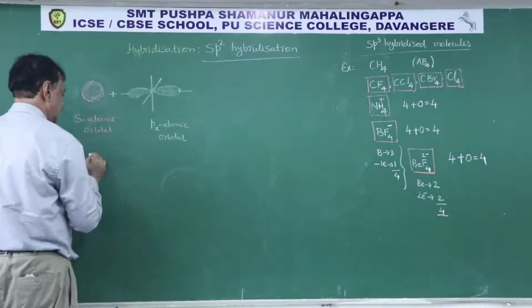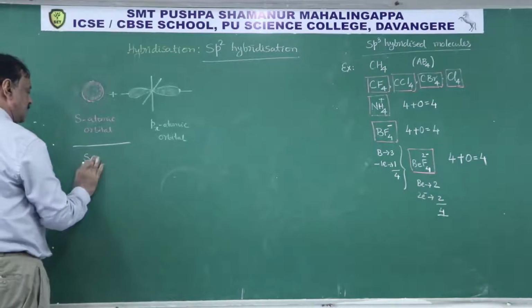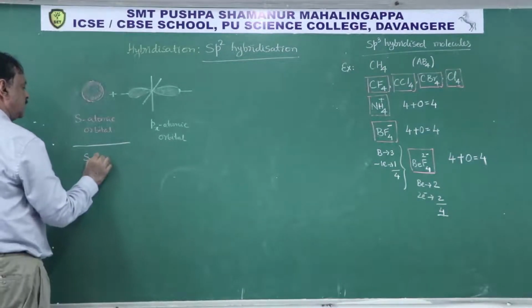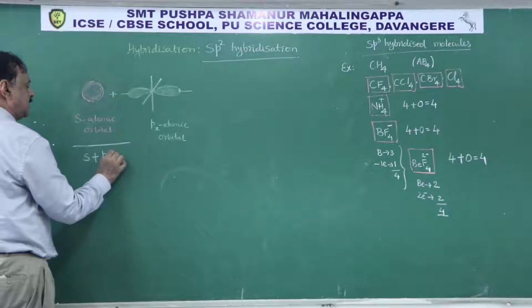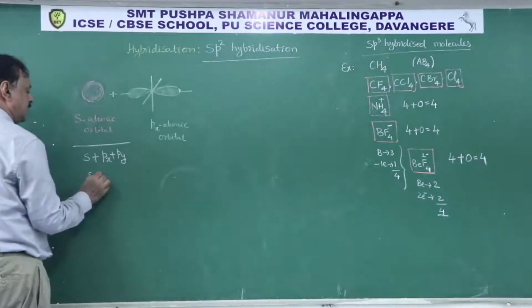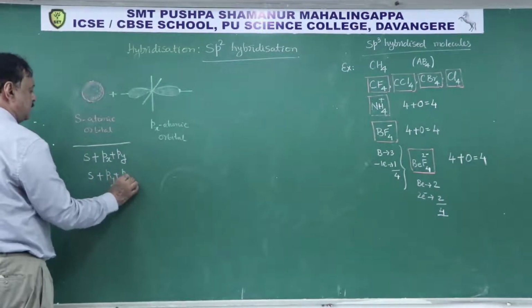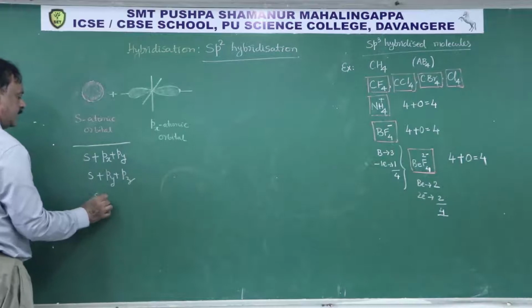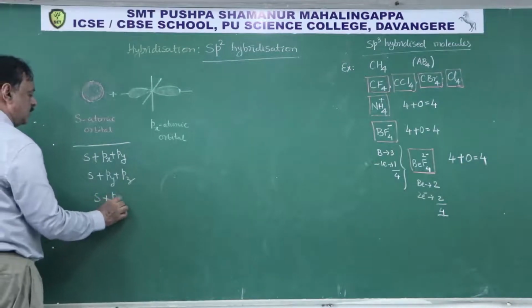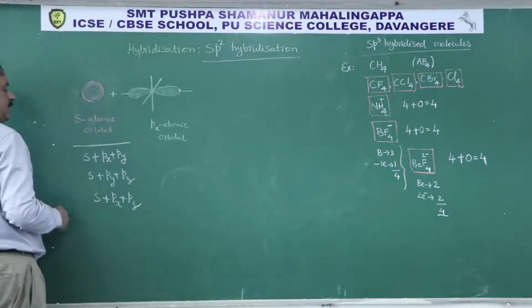Similarly, we have mixing of the s atomic orbital with either px plus py atomic orbitals, or the possibility of py plus pz atomic orbitals, or the s atomic orbital with a combination of px plus pz atomic orbitals.